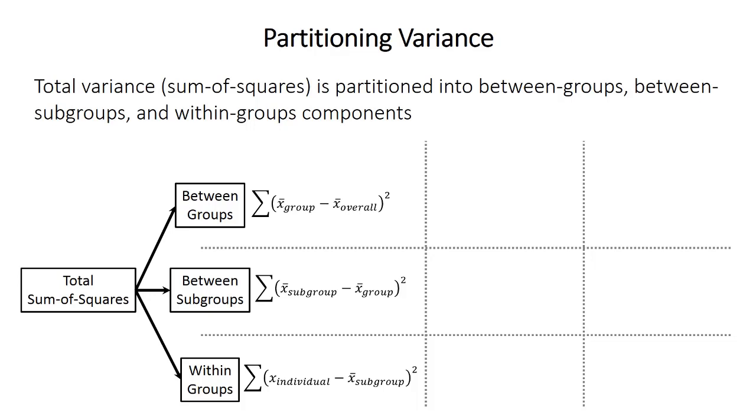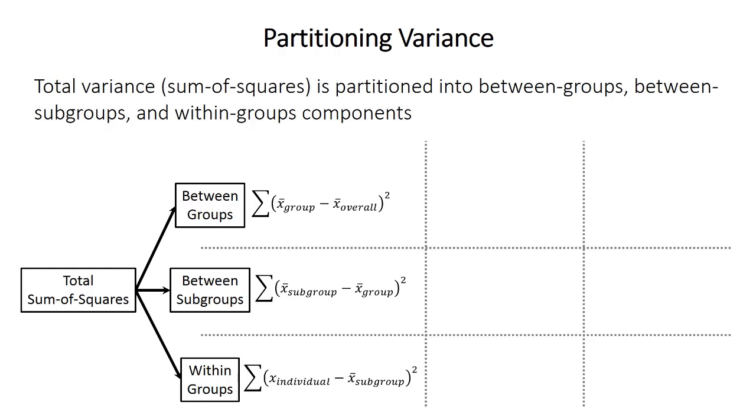So what does nested ANOVA do? Well, it starts with the general ANOVA approach, that is partitioning variance, or sum of squares, into different components. We have the between groups, the between subgroups, and the within groups component. Now after that, we will calculate F statistics, like is done in regular one-way ANOVA, also in factorial ANOVA.